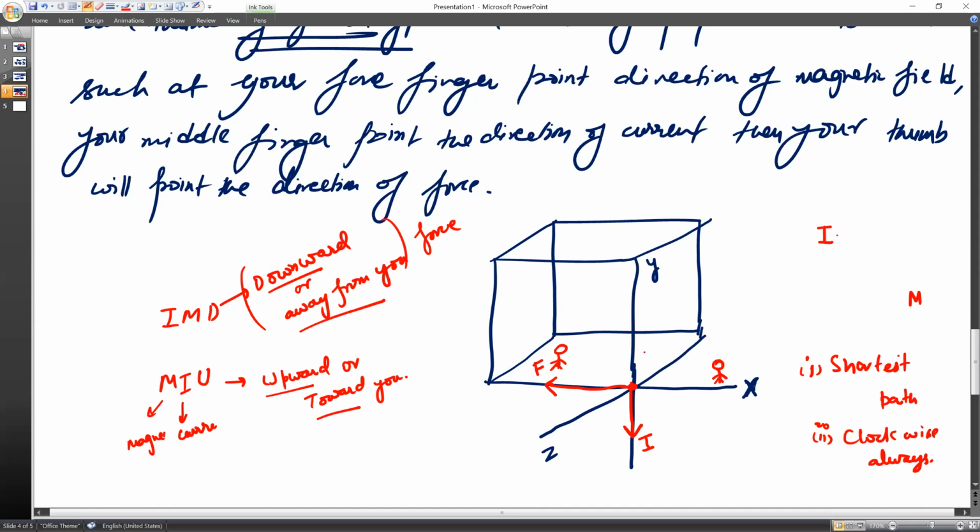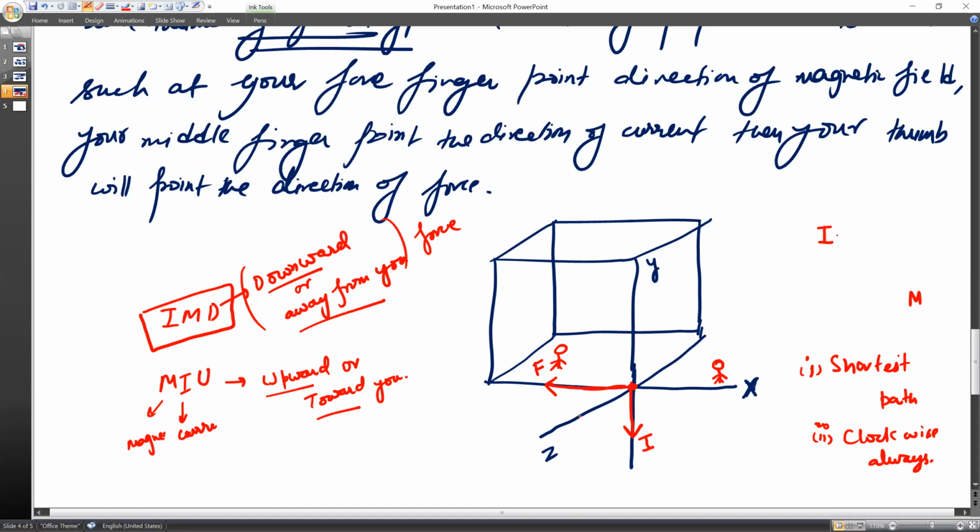Okay. So if this force is going away from you, then you have to use this IMD technique, IMD. Now, can you tell me, for this one, clockwise direction will be like this. Okay. So this is I.